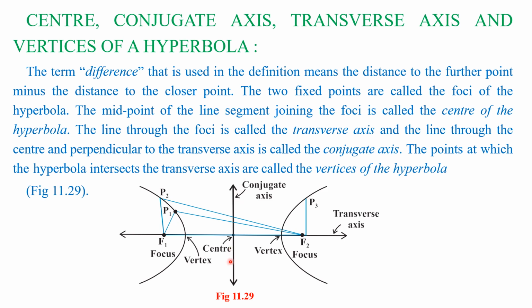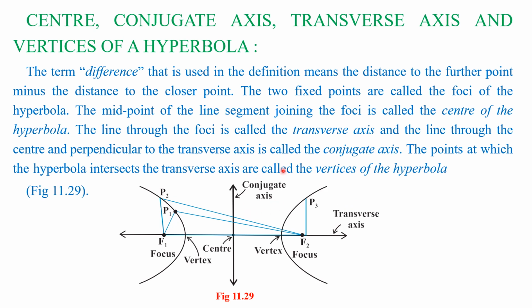This line is passing through the center of the hyperbola and perpendicular to the transverse axis. This line is called the conjugate axis. Okay, my children, understood this point? In the case of ellipse, we have discussed major axis and minor axis, whereas in the case of hyperbola, we have to remember these axes: that is the transverse axis and conjugate axis.